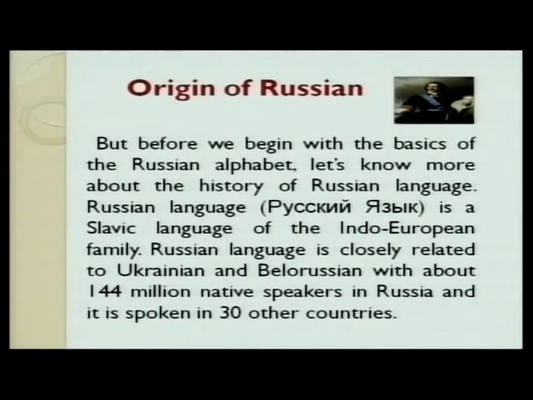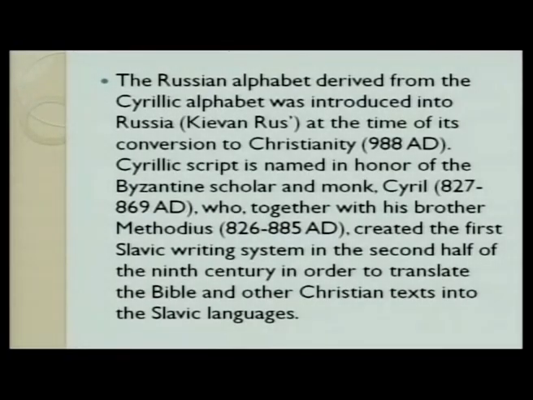But before we start with the Russian alphabet, let us know more about the history of the Russian language first. Russian language or Русский язык is a Slavic language of the Indo-European family. Russian language is closely related to the Ukrainian and Belarusian, and it has about 144 million native speakers in Russia, and it is spoken in many countries of the world. The Russian alphabet, derived from the Cyrillic alphabet, was introduced into Russia. That time it was called Kievan Rus. At that time of its conversion to Christianity in 988 AD.